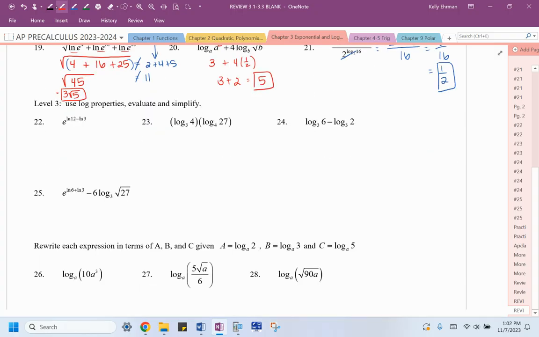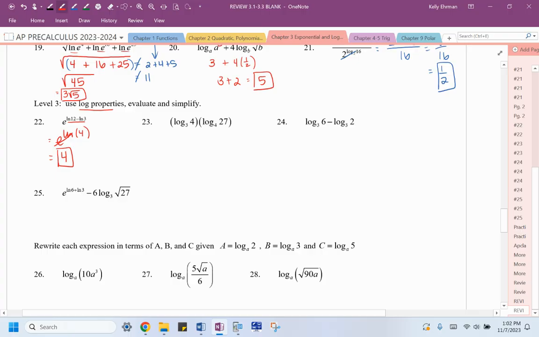Level 3 questions, this is about as far as we take them. You might have to use log properties first, and then you can evaluate and simplify. So you're not allowed to make this 12 minus 3. First, you have to condense into e to the natural log of just one thing, and then you can use your property. So I wouldn't get the same thing if I said 12 minus 3. I wouldn't get 4, which is what it should be. We've had this a few times now.